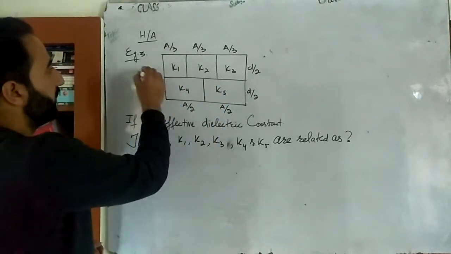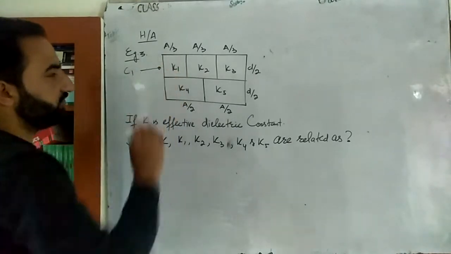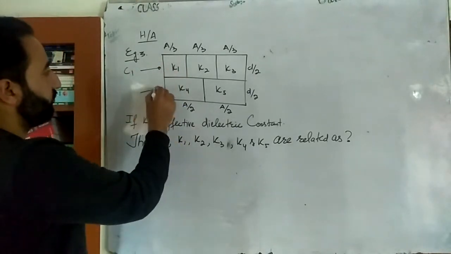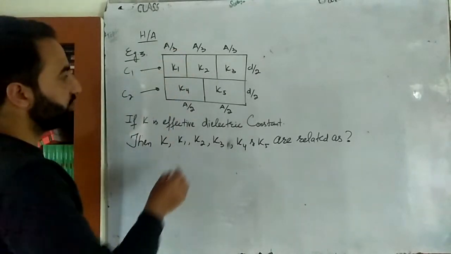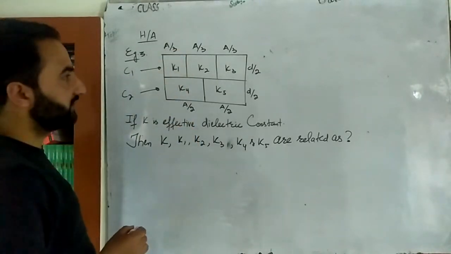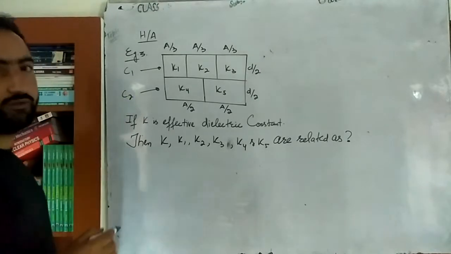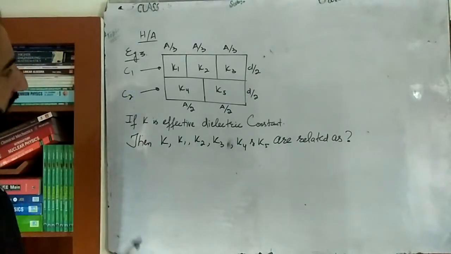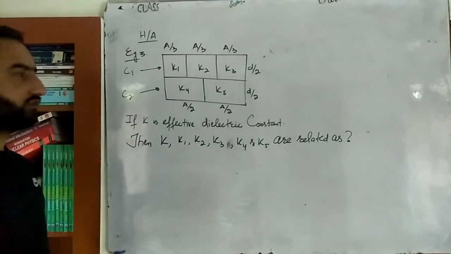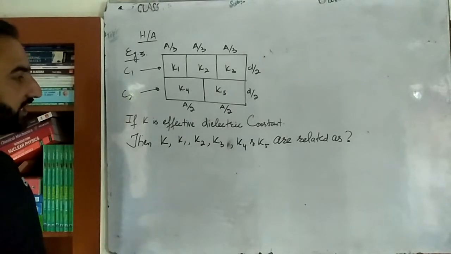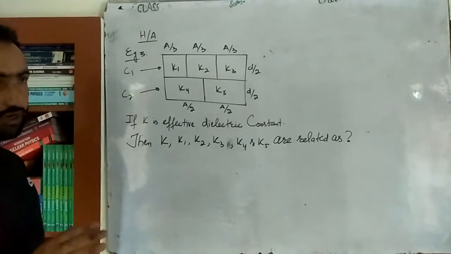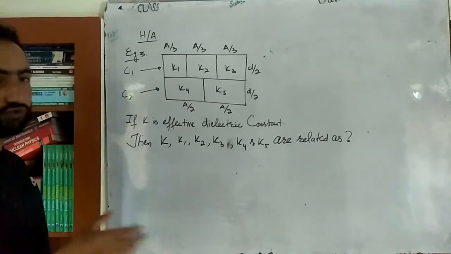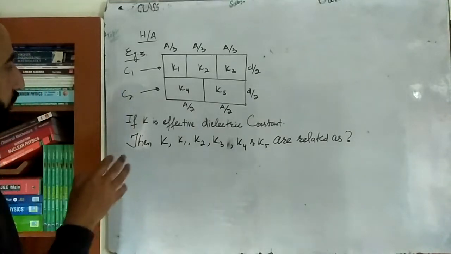So first of all, calculate C1, which will be the summation of the individual capacitances. Then calculate C2, but take care of the areas. Here the area you have to take is A by 3 and the width is d by 2, and in this case the area is A by 2 and the width is d by 2. Then 1 by C will be equal to 1 by C1 plus 1 by C2. Then substitute the values of C, C1 and C2 and find out the relation between K, K1, K2, K3, K4 and K5. This example has not been asked as of now, but there is a possibility that this question can be asked. So pause the screen and write it down.